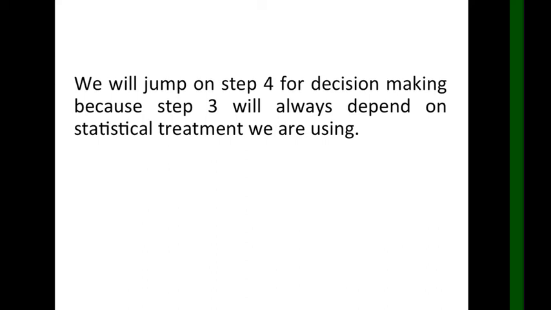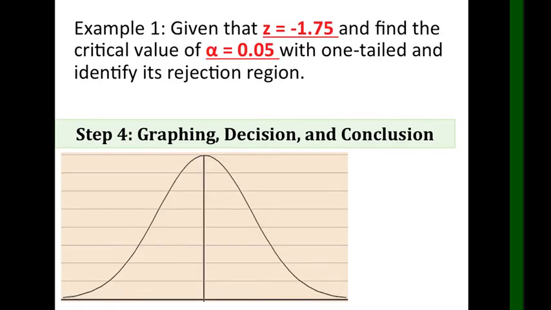Next, we will jump to step number 4 for decision making because step 3 will always depend on the statistical treatment we are using, kung ano yung statistical treatment natin. Okay? Kasi step 3 is all about solving. Now, let's proceed to the decision making. For instance, meron tayong nakuha na Z. Halimbawa, Z test tayo. Ang Z test natin is negative 1.75. And find the critical value of alpha equals 0.05 with one-tailed. So, hanapin natin yung critical value ng 0.05 and one-tailed and identify its rejection region.